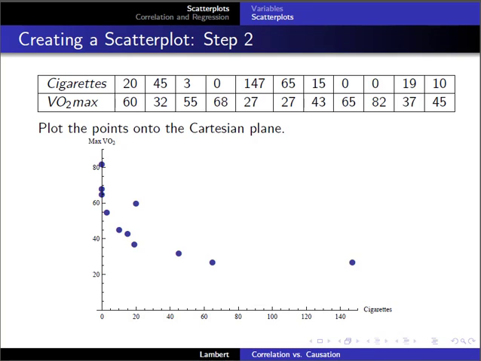So if you look for 20, 60, all you need to do is look at the graph and you see this value right here. That's 20, 60. 45, 32, we can locate that one as well. That's right at this point. And so on and so forth. We can go on down the list. Just remember that your x-axis will always be referring to the cigarettes, and your y-axis will be that max VO2.